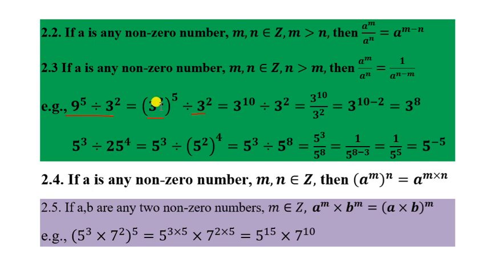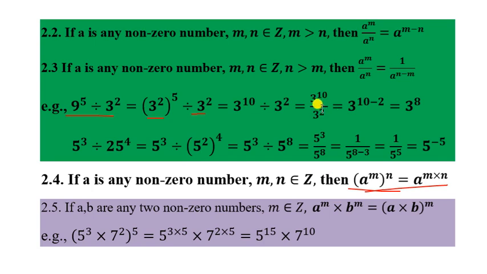Then these two are present nearby, so 3 to the power 10, these two will multiply. You can use this law, a to the power m, whole to the power n, that means a to the power m into n. You have to multiply with the help of this law. I have written this law earlier, you just have to use it. Then 3 to the power 10 divided by 3 square. Now we'll write it in the form of p by q: 3 to the power 10 by 3 square.